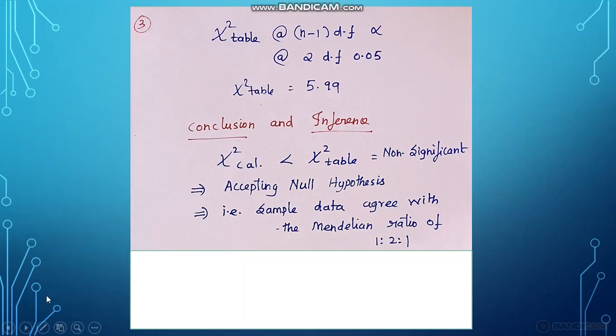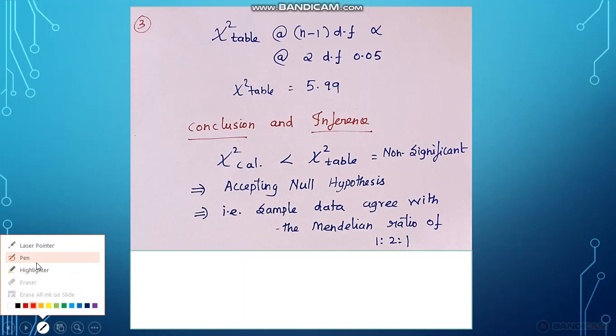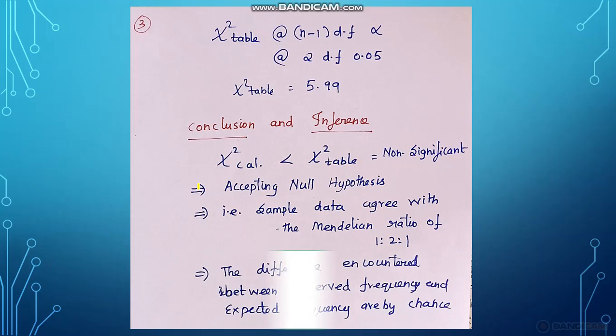Here you can see the chi-square value is less than the table value. That is non-significant, so we are accepting the null hypothesis, that the sample data agree with the Mendelian ratio of 1:2:1. The difference between the observed frequency and expected frequency is due to chance.